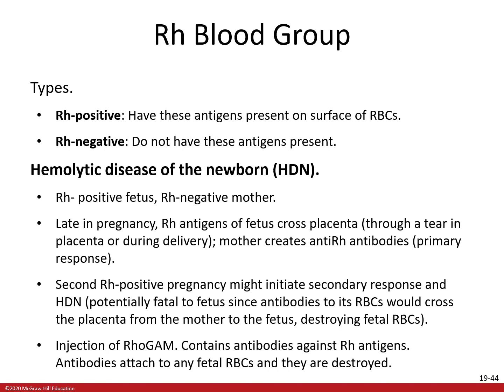A second way that this can happen is during an Rh positive pregnancy, where it might initiate a secondary response in HDN, or possibly by an injection of RhoGAM, which contains antibodies against Rh antigens, where the antibodies will then attach to any fetal red blood cells, and then they are destroyed.